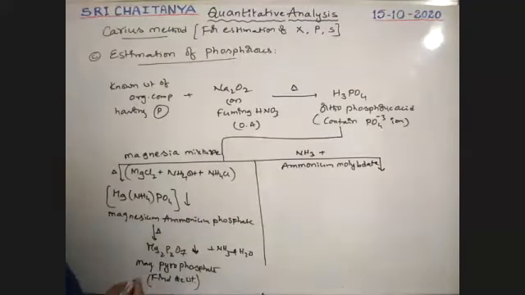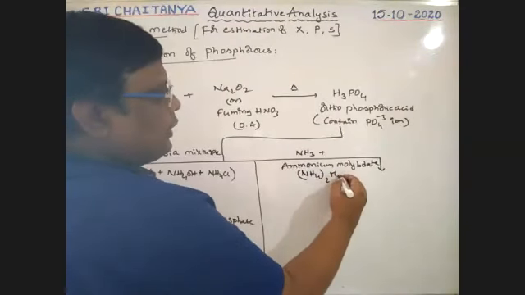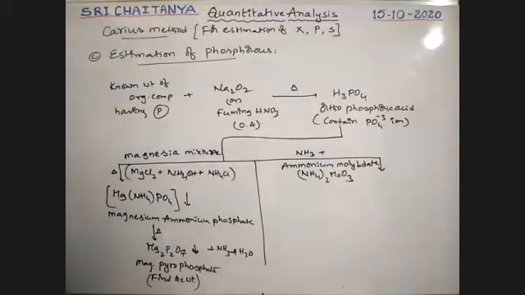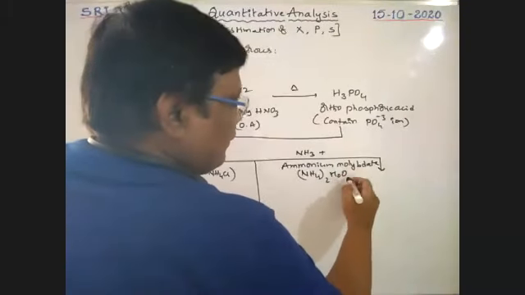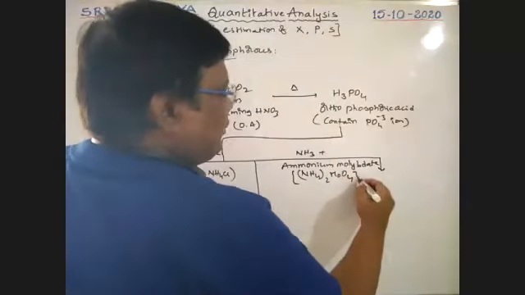Ammonium molybdate. What is its formula? (NH4)2MoO4. Sorry, MoO4. Ammonium molybdate. So this is ammonium molybdate, boys. So this ammonium molybdate is used.